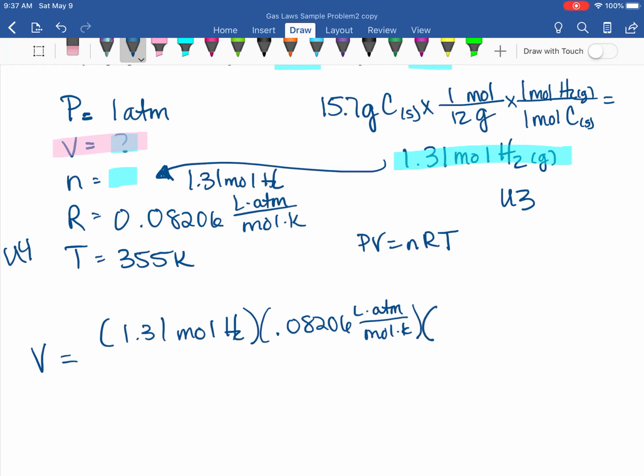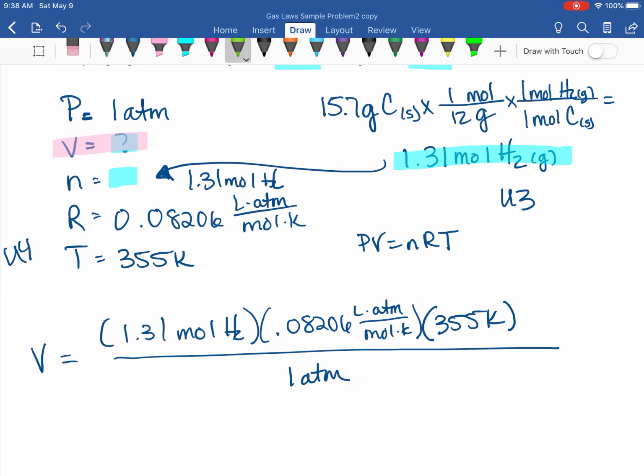Oh, not enough space. Dang it. Okay, and then our temperature, and then all divided by our pressure. All right, remember we double check our units: moles, done. Atmospheres, gone. Kelvin, gone. And we're left with liters.